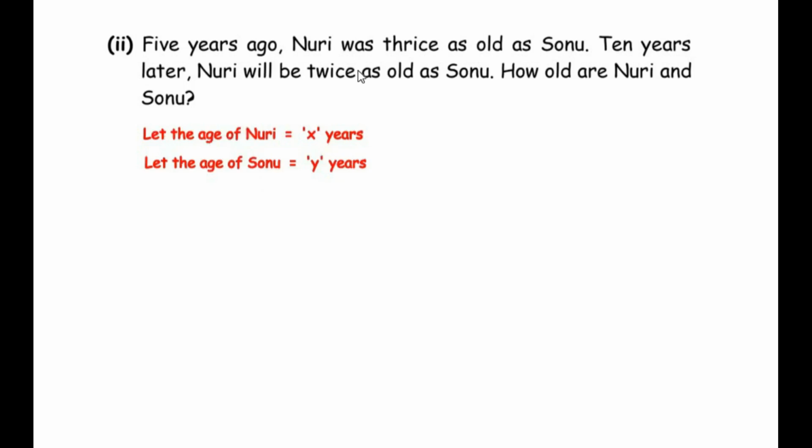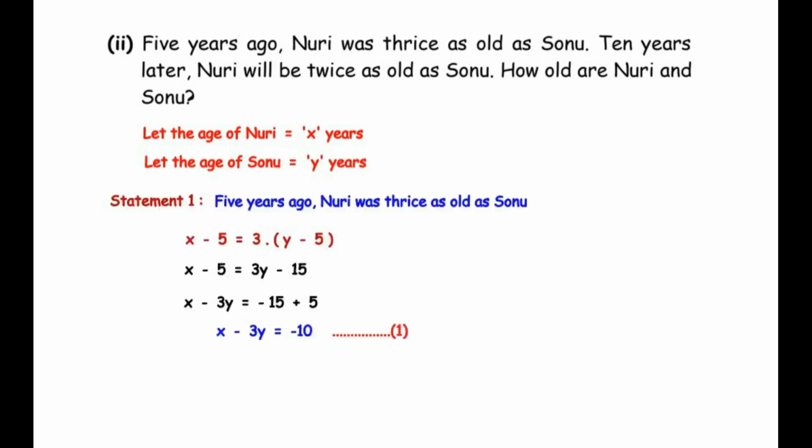Now in this question we have been given two statements, out of which we have to get two equations. The first statement is 5 years ago Nuri was thrice as old as Sonu. Now remember that the term ago means you are talking about the past. So you have to subtract 5 years from Nuri's age and Sonu's age. So here we have written x minus 5, which is Nuri's age, and y minus 5, which is Sonu's age.